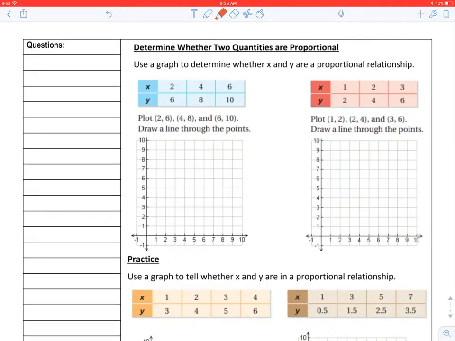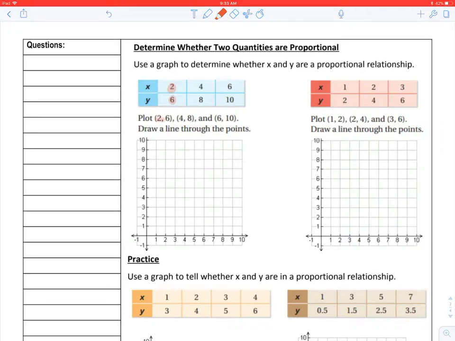But as we move on, we have some examples where we're going to be asked to determine whether the two quantities are proportional by plotting the points on the graph. So we're going to have to put these points on the graph and then just by looking at it, determine whether it's proportional or not. So let's go ahead and graph these XY points.